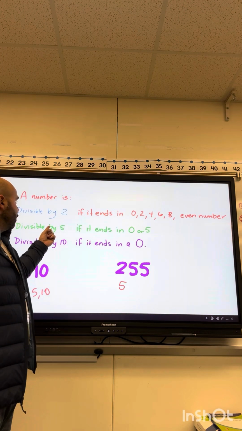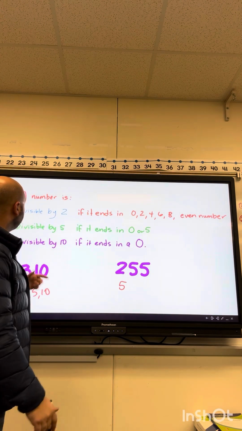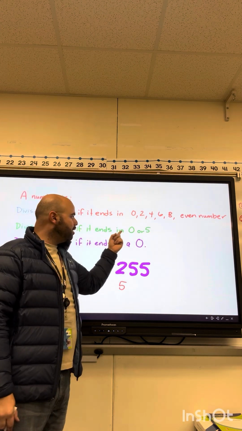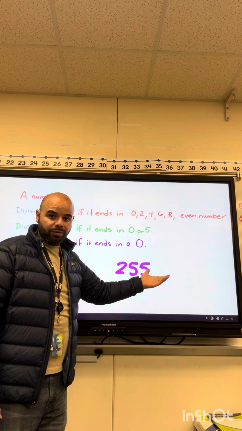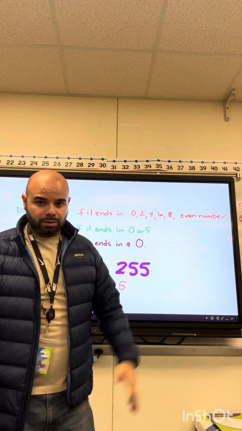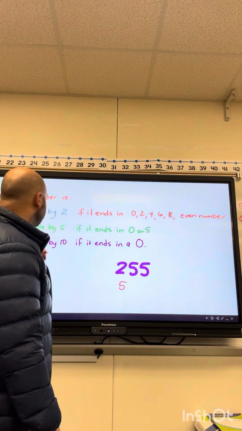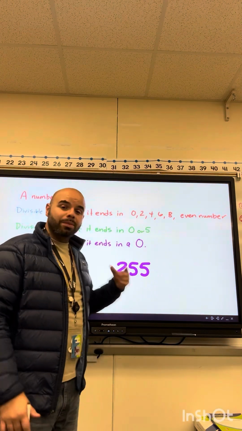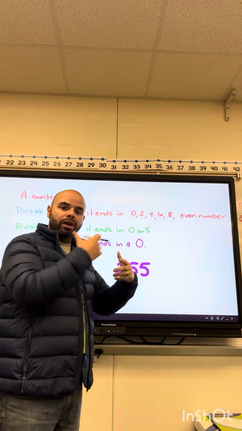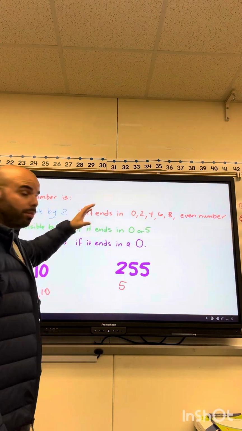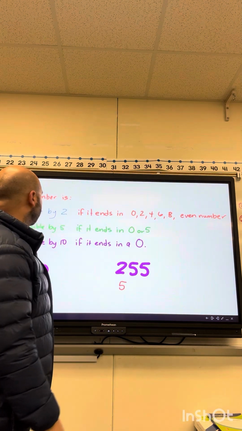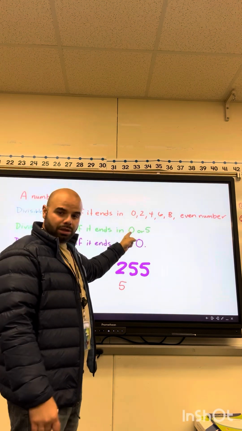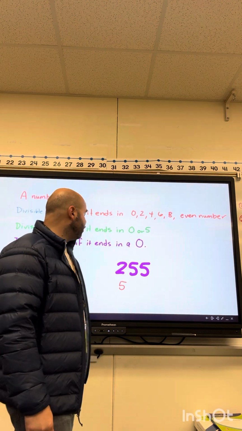Another rule is that a number is divisible by 5 if it ends in a 0 or a 5. For example, 50 is divisible by 5. 55 is divisible by 5. Why? Because they end in a 0 or a 5. So whatever number you're looking at can be divided into 5 equal groups if it ends in a 0 or a 5.